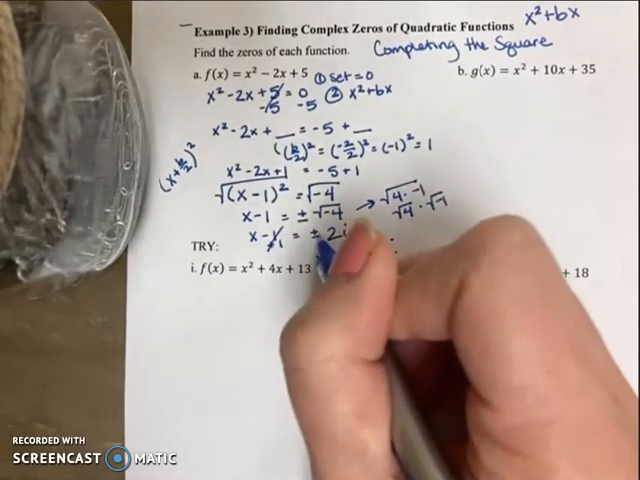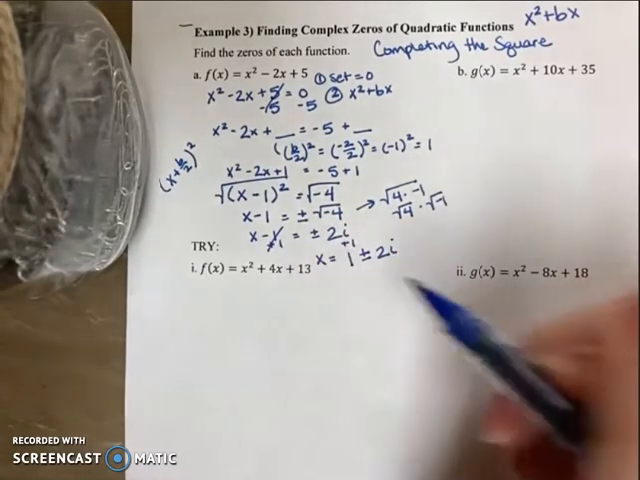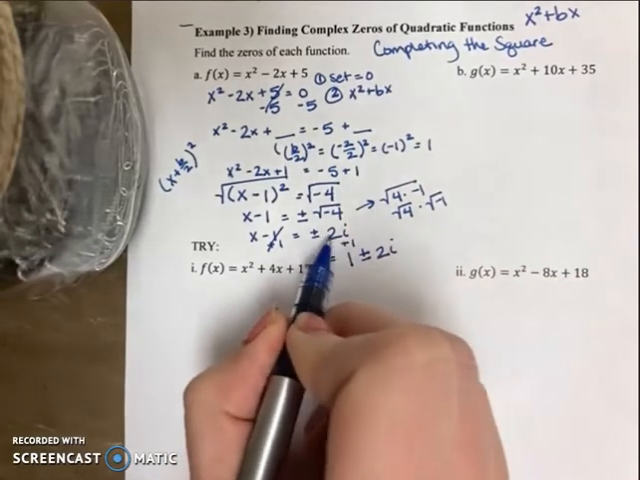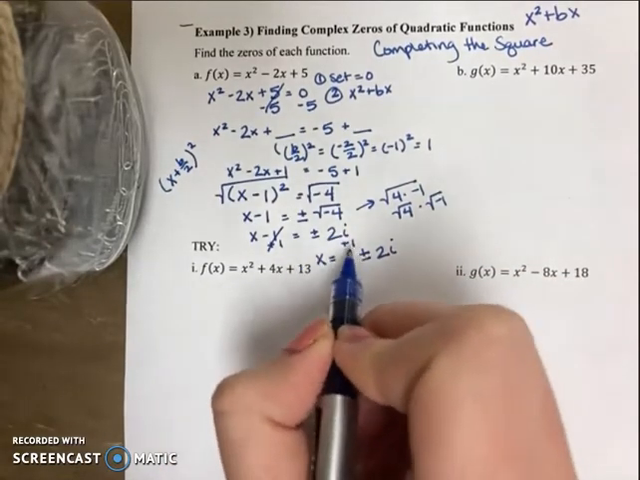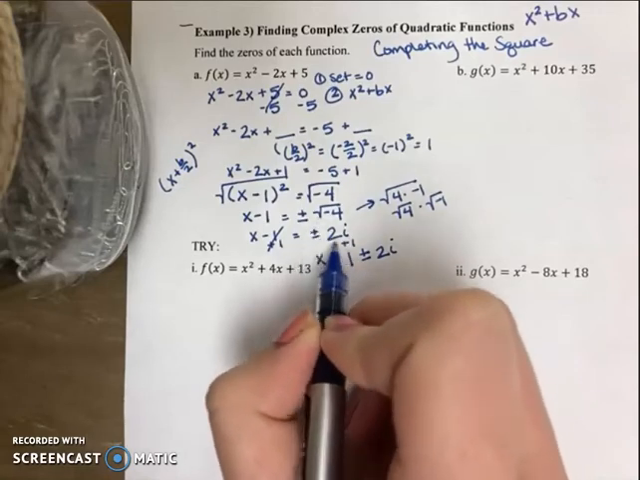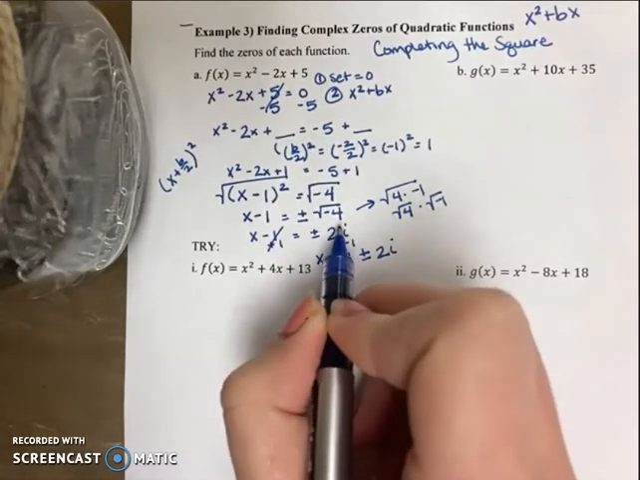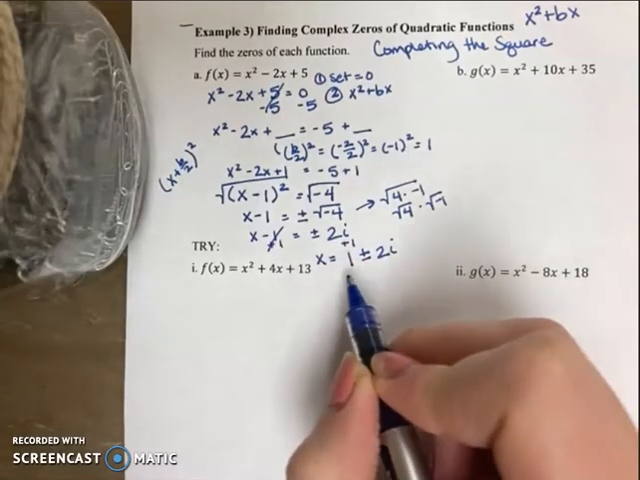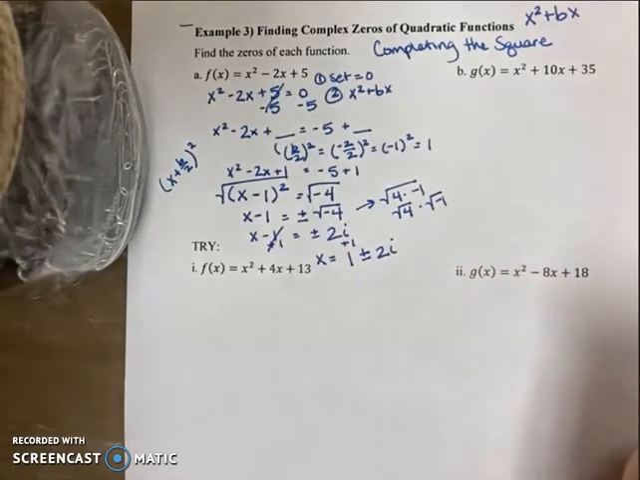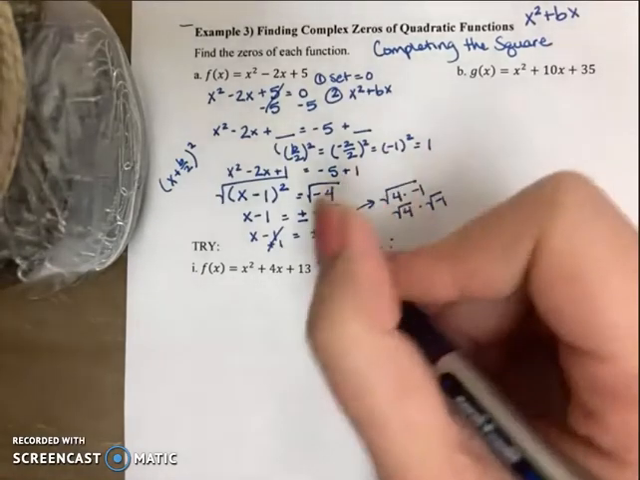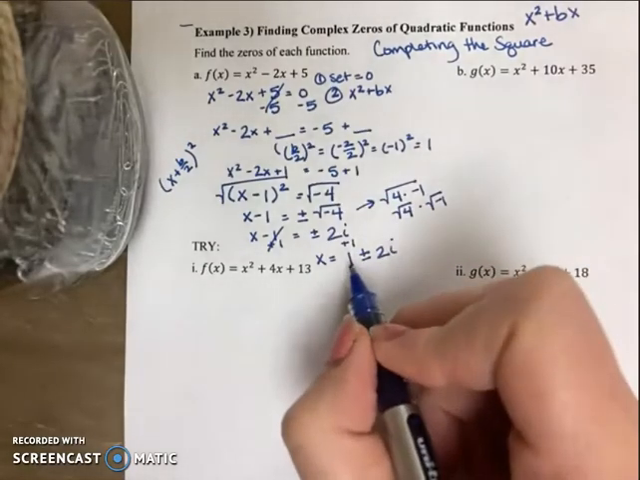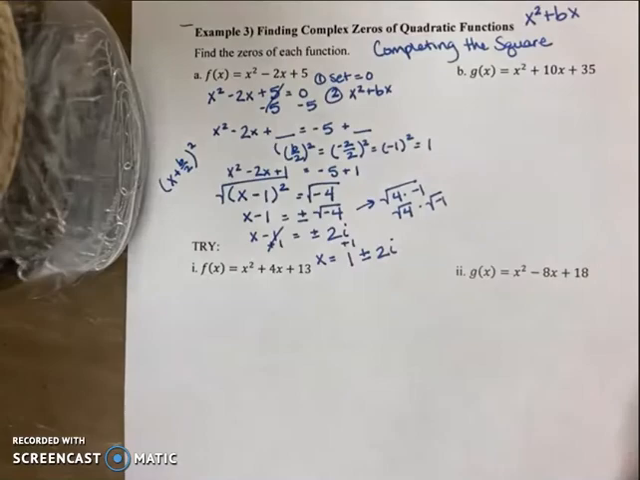So the plus or minus belongs to the 2i, and when you add the 1, you cannot combine the 2 and the 1, because this is a real number and this is an imaginary number. They're separate. That's why we have to write it in a special form. This is standard form of a complex number. So really, I have two solutions. The first one is 1 plus 2i, and the second one is 1 minus 2i.